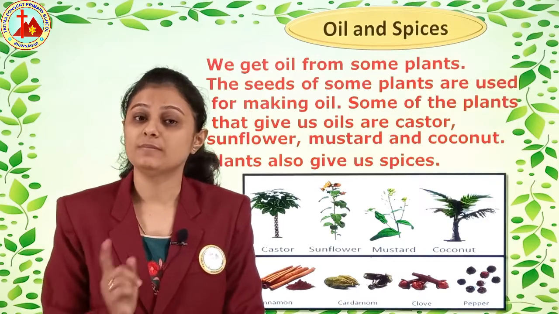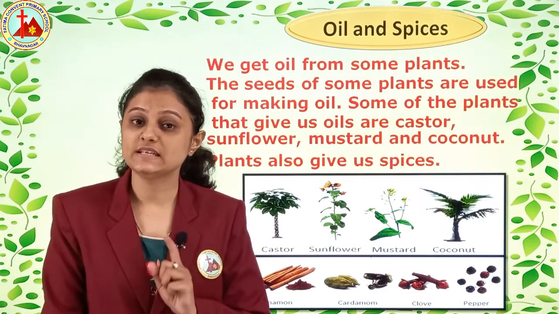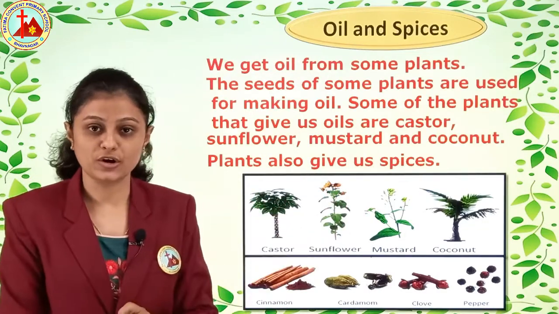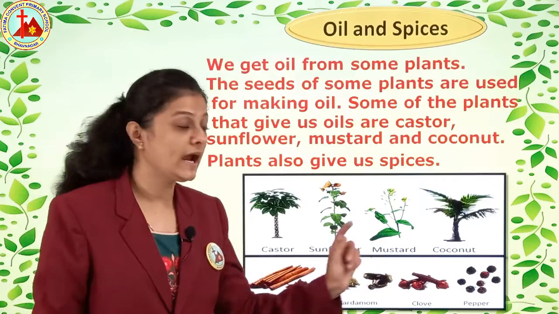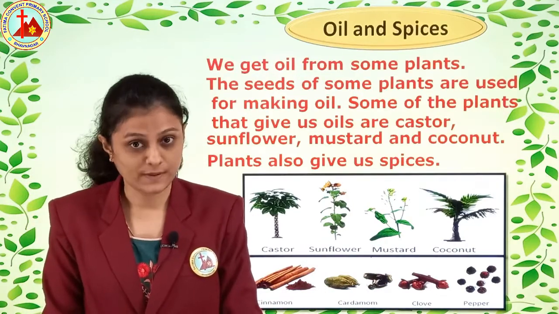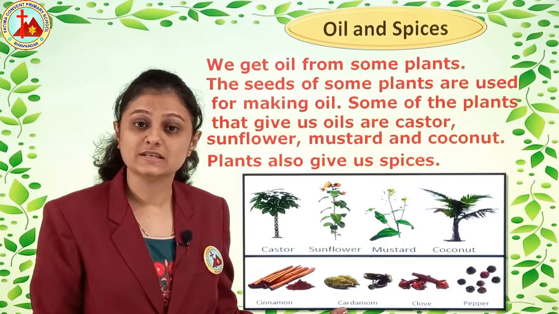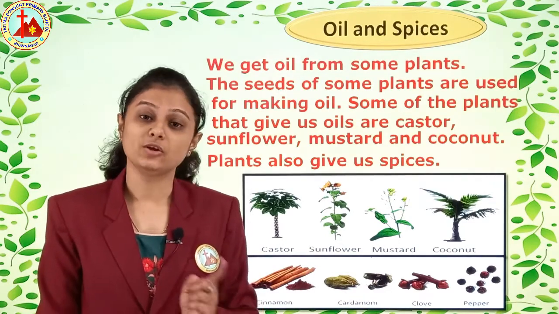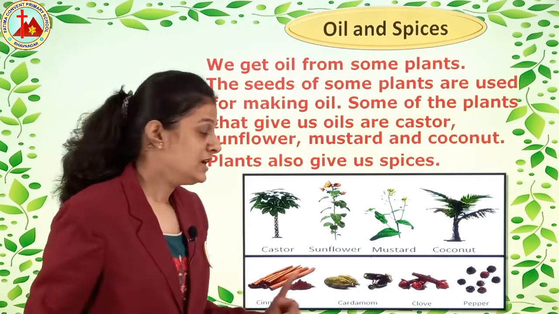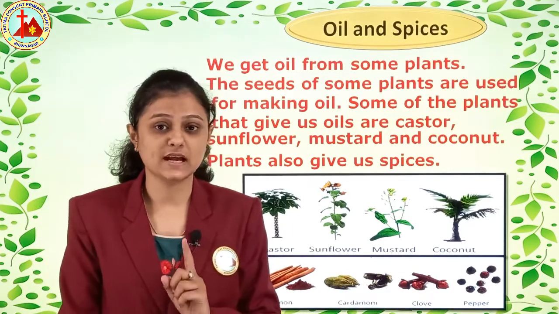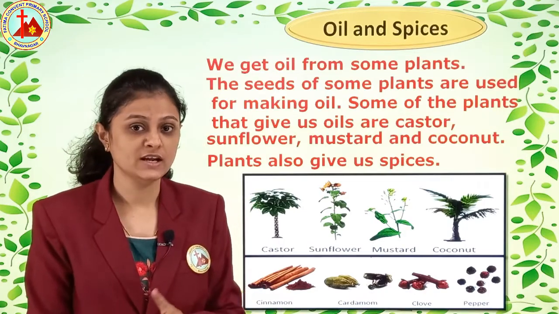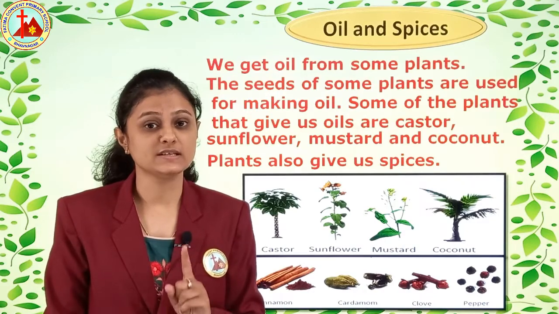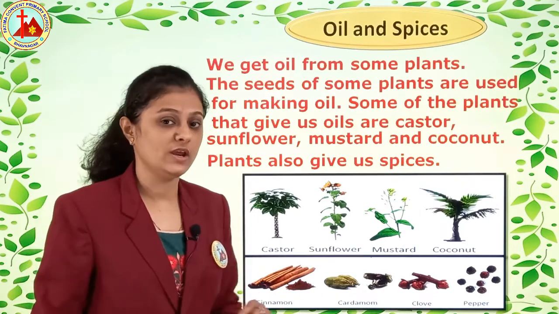Okay, so remember children, oil you get from seeds of few plants that are castor, sunflower, mustard and coconut, and you also get spices from the plants. The spices Mummy uses for cooking you get from plants. Today your activity will be, you are going to see the spices at home. Whatever spices you get, you are going to name them. You are going to ask Mummy for the spices at home and you are going to name them.